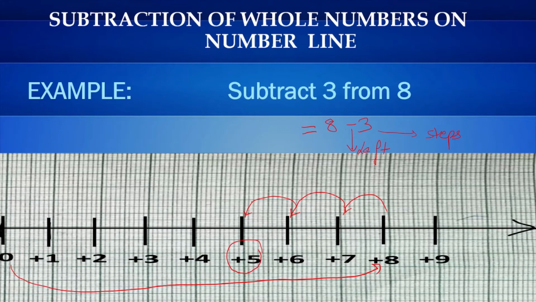Here we can make a final loop also, which indicates that we are moving towards the left side, minus 3. These arrows are very important because arrows indicate which direction you are moving, whether from left to right or right to left. Let us now take multiplication of whole numbers on the number line.